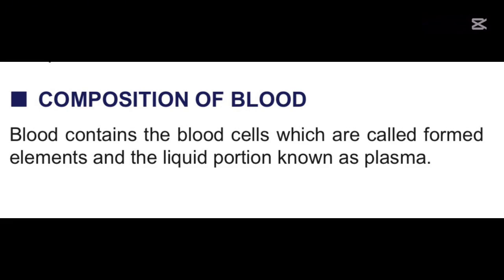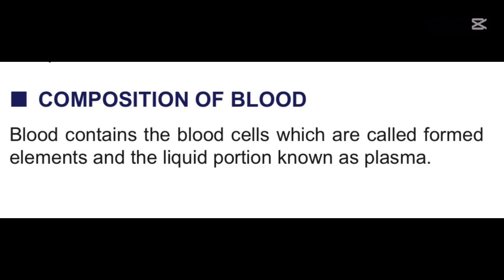So what is the composition of the blood? The blood is made up of two forms. You have the plasma component, you get it now, and you have the blood cells. The plasma component is the liquid part, while the formed element is the blood cells. So we have the plasma component and we have the blood cell component.